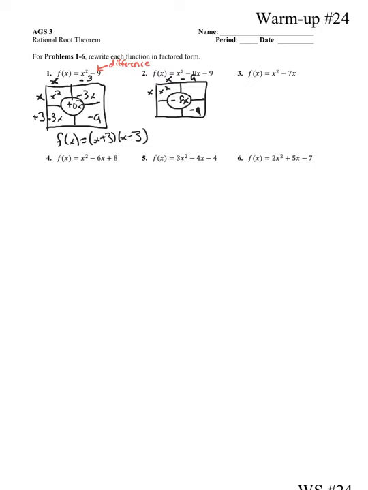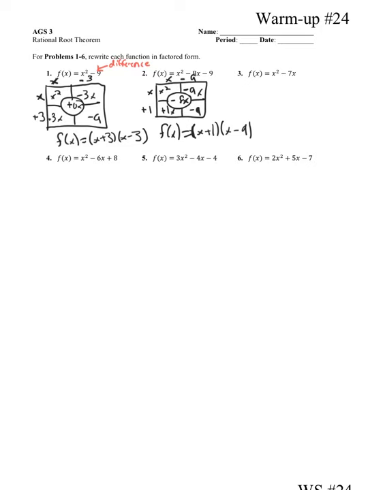Or the other factors are 9 and 1. So I'm guessing one's going to be -9 because that's the bigger number. One's going to be +1. And sure enough, that gets me a -8x in the middle. So this one comes out to x plus 1 times x minus 9. That's our factored form.